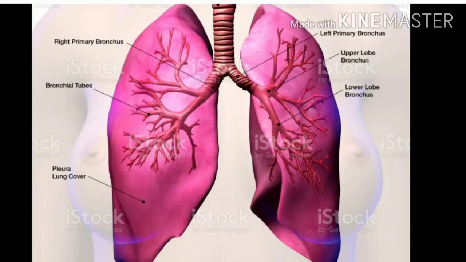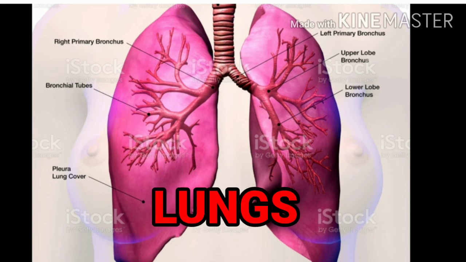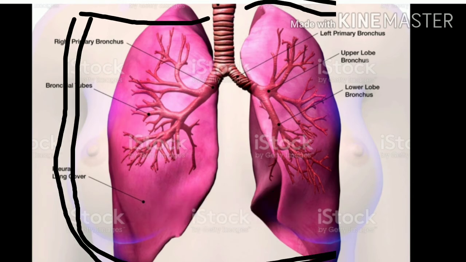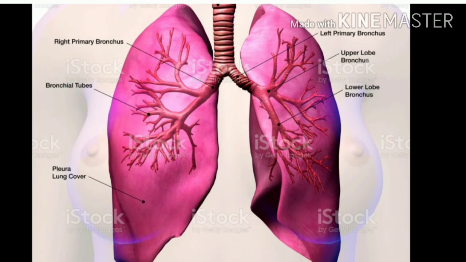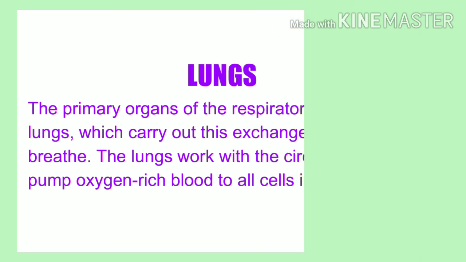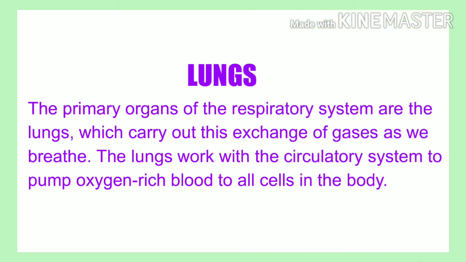Now we have on the screen the lungs. We have two lungs and they are the primary organ for respiration. The lungs are located in the chest cavity, also known as the thoracic cavity, with one lung on either side, the right and the left. The lung is the primary organ which carries out the exchange of gases as we breathe. The lungs also work with the circulatory system to supply oxygen-rich blood to all cells in the body.